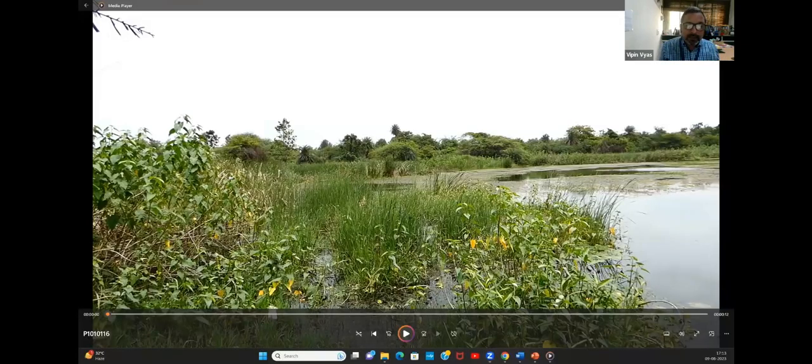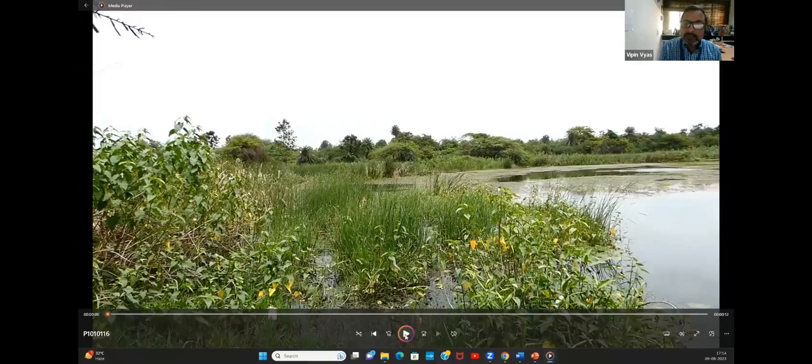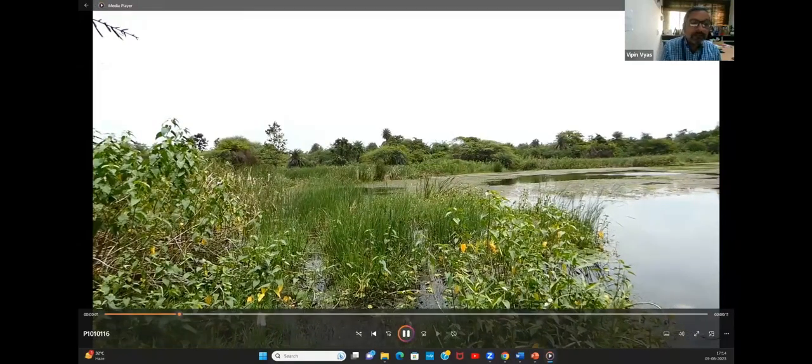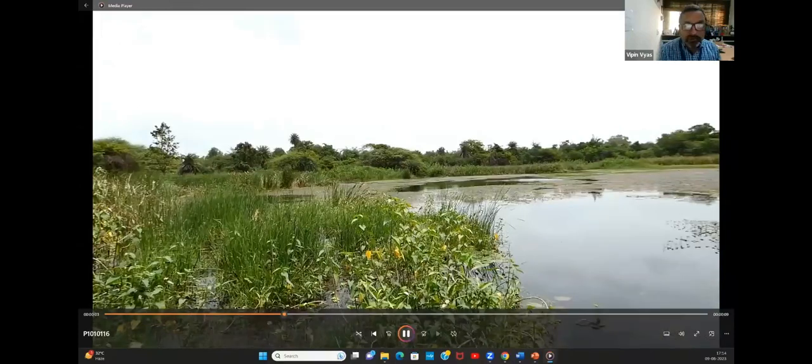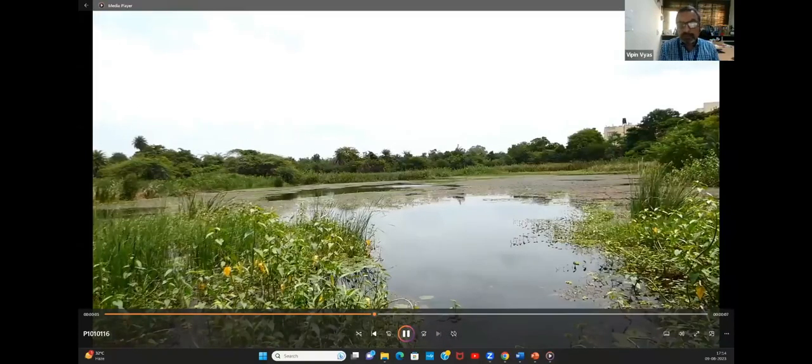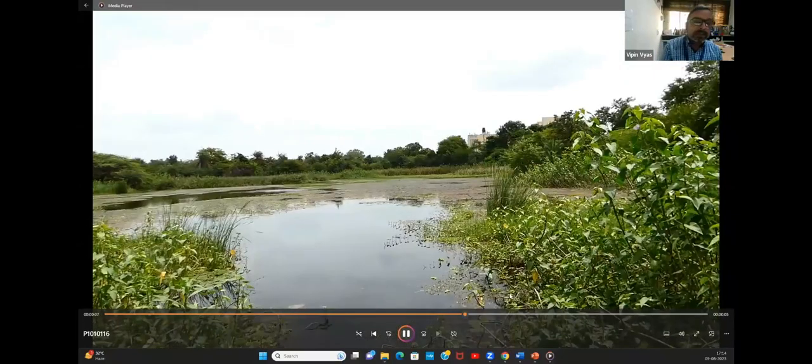It's a very small video clipping, just to give you a look at how a macrophyte infested wetland looks. This is a typical wetland, and you can see how it looks. It's full of macrophytes in the marginal area. Some emergent macrophytes are there in the limnetic area or in the middle zone of the wetland. There are submerged and floating macrophytes.